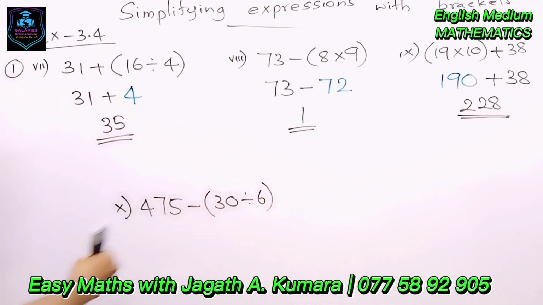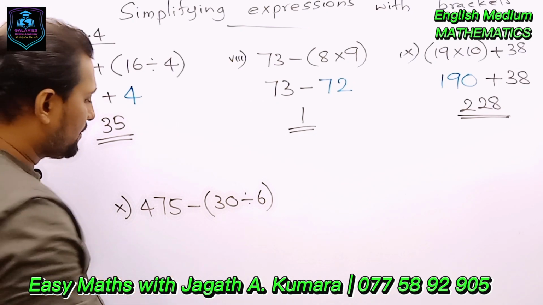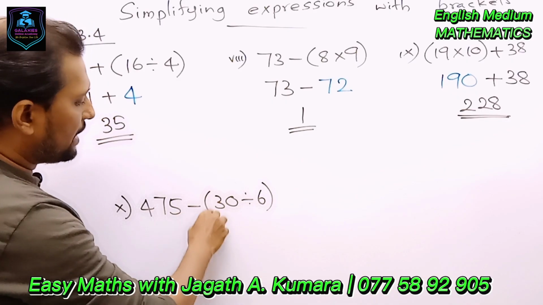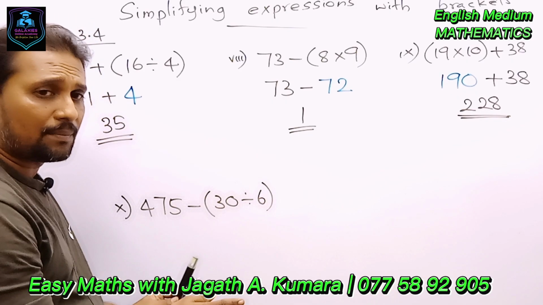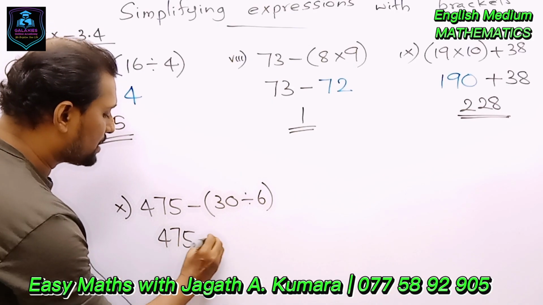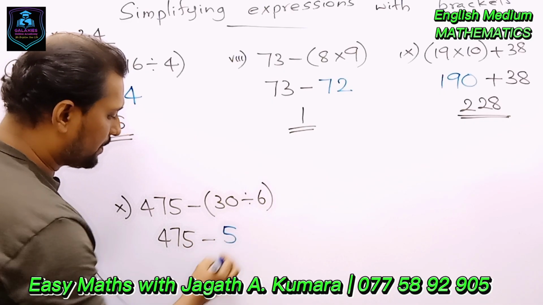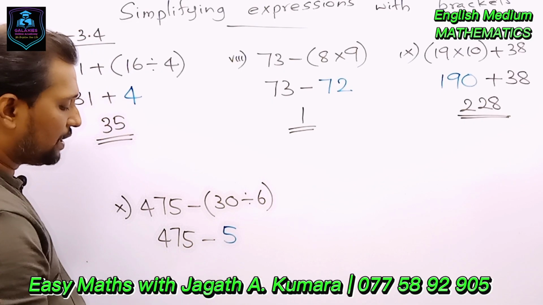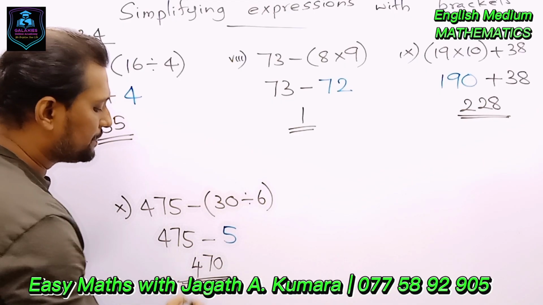Right. Then Roman number 10, the last part of the first question of exercise 3.4. 475 subtract, within the bracket 30 divide 6. First we have to simplify inside the bracket. 30 divide 6 is 5. 475 minus 5, the answer is 470.